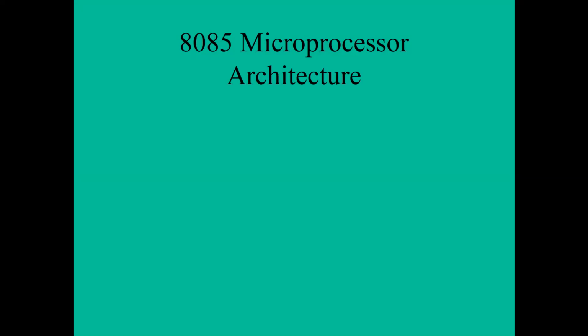Now coming to the 8085 architecture. Now I'm starting my slide. So basically the 8085 microprocessor architecture is an 8-bit general purpose microprocessor. Okay, it has some characteristics, one by one. It will be given here.